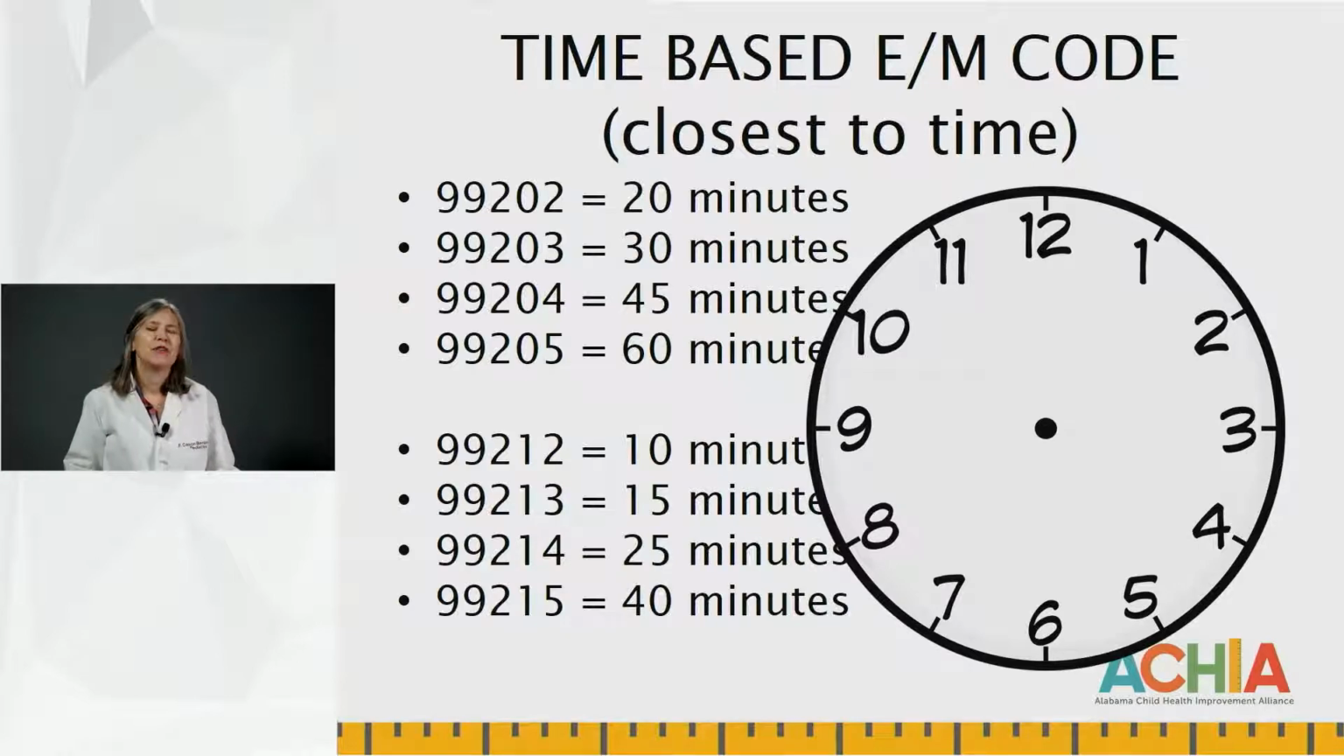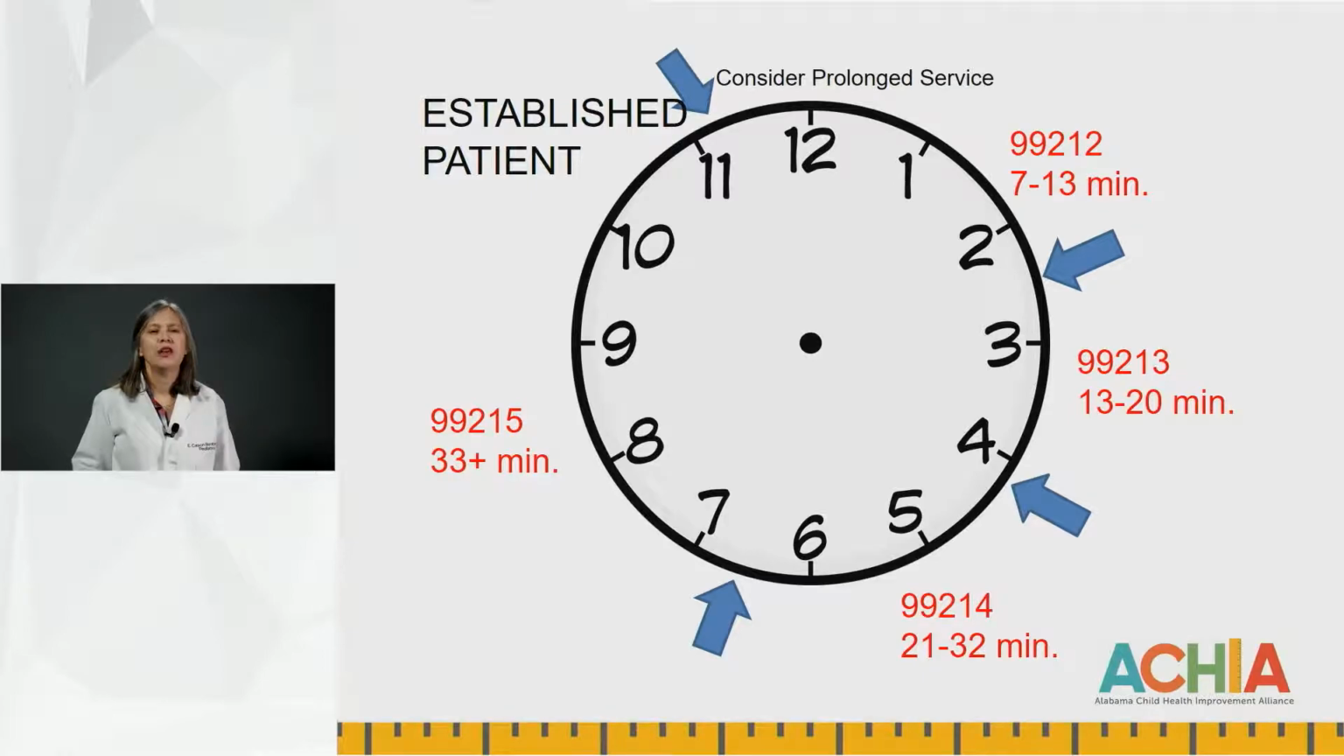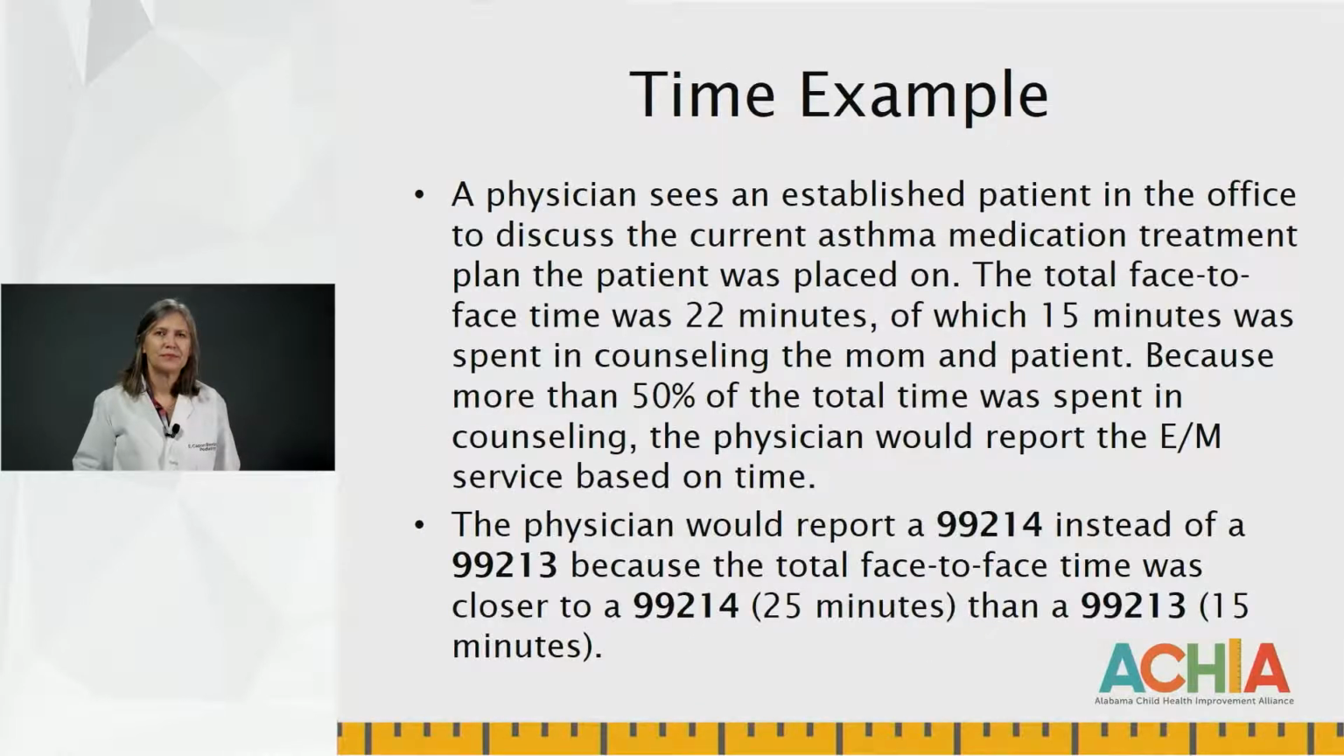Now, what happens though if the amount of time is in between one of these? So what if your patient takes 13 minutes or 21 minutes? Well, then you bill to the nearest time. So for example, if you're going to bill a level 3 visit, a 99213, that would be any time between 13 to 20 minutes. And a level 4 would be any time from 21 to 32 minutes.